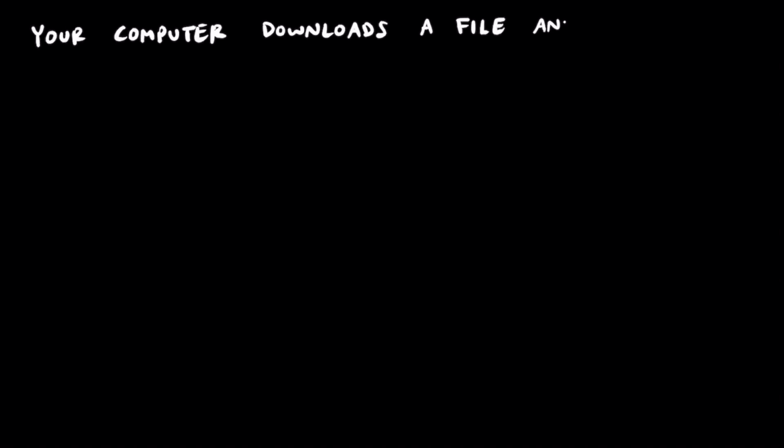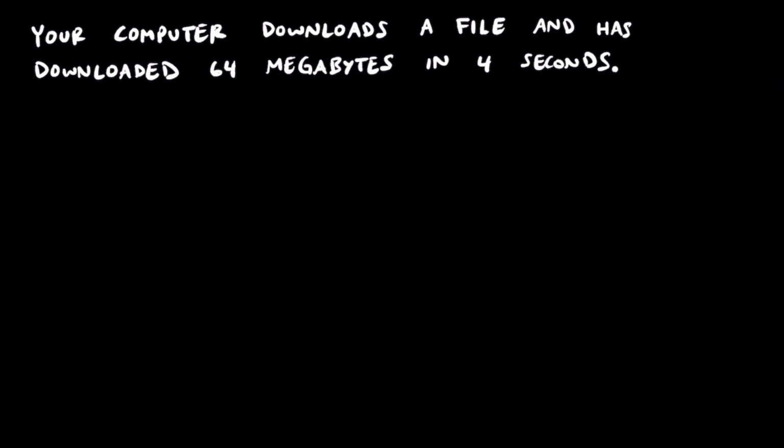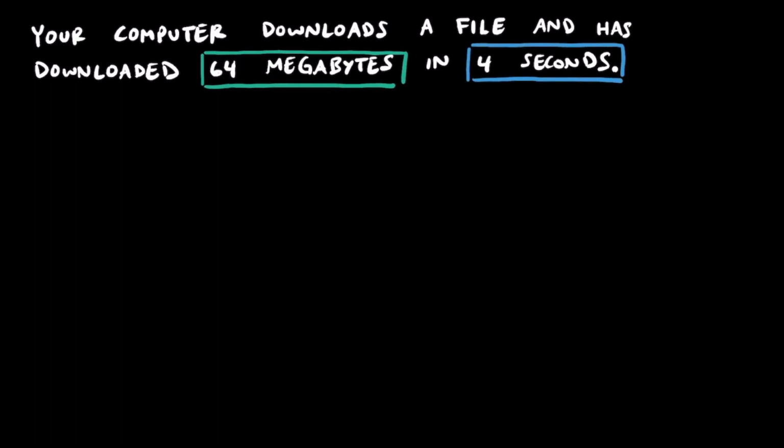Now let's take a look at a rate together. Let's say that your computer is downloading a file and it has downloaded 64 megabytes in 4 seconds. And for a rate, we're comparing 64 megabytes to 4 seconds. I'm going to use the variable m to represent the megabytes and the variable b to represent the time.